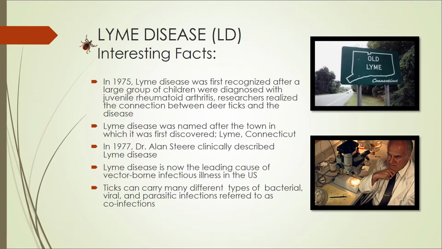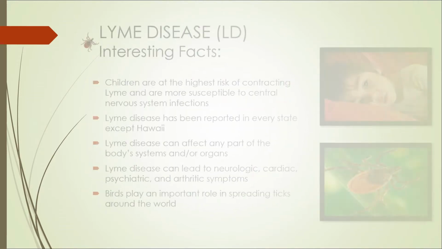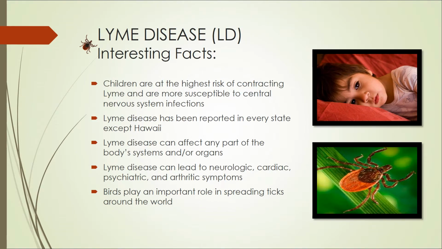Ticks can carry many different types of bacterial, viral, or parasitic infections, referred to as co-infections. Children are at the highest risk of contracting Lyme and are more prone to central nervous system infections. Lyme disease has been reported in every state except Hawaii. Lyme disease can affect any part of the body system and organs. Lyme disease can lead to neurological, cardiac, psychiatric, and arthritis symptoms.